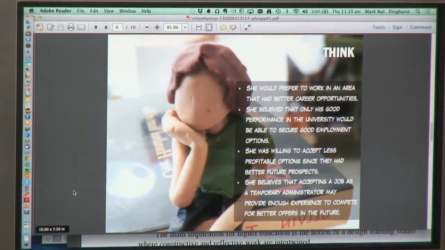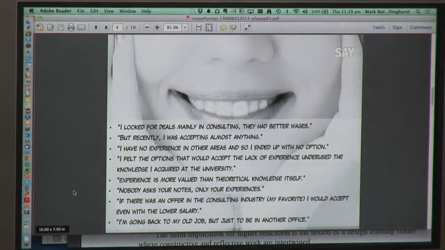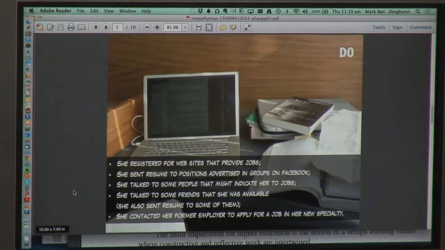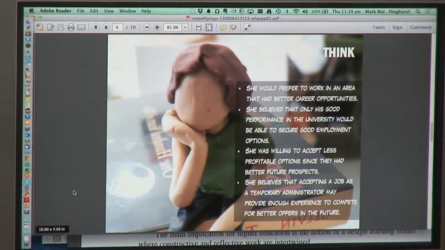And then this is what the interviewer thought based on what she said and what she did. She'd prefer to work in an area with better job opportunities. She was willing to accept less profitable work or less salary because there's better options. And she thought that maybe accepting a job as a temporary administrator may provide enough experience to compete for better jobs in the future.